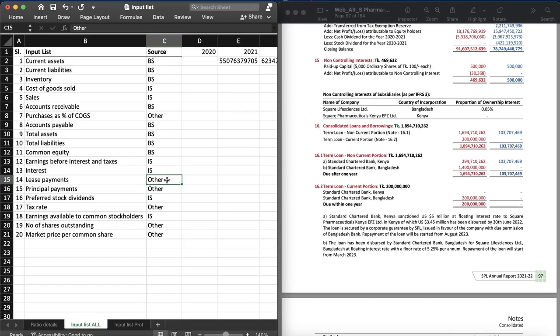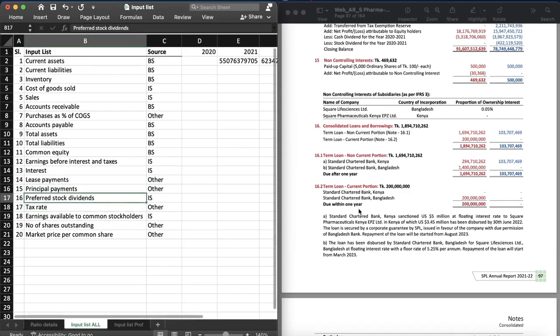Whenever I have marked as other, that means you may find the information from the notes to the financial statement, or you may have to make a realistic assumption, or you may get it from some other sources. Okay. So preferred stock dividend, you should get it from the income statement. Sometimes if you do not get it, just discuss with me, I will help you to find. Tax rate often is not given directly, but it is possible to calculate or find.